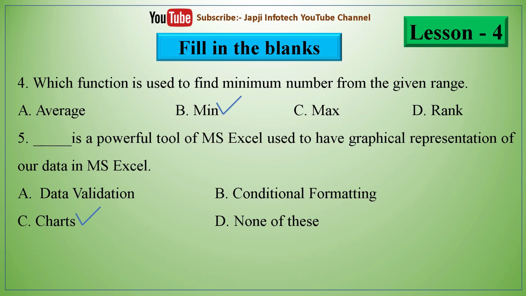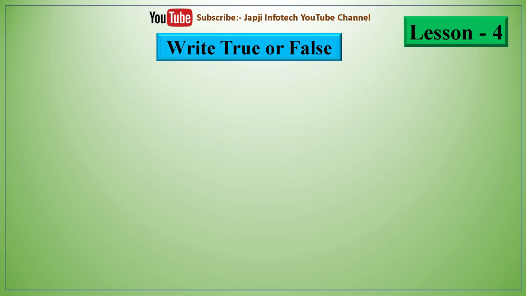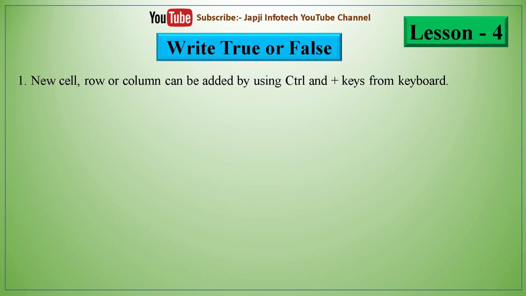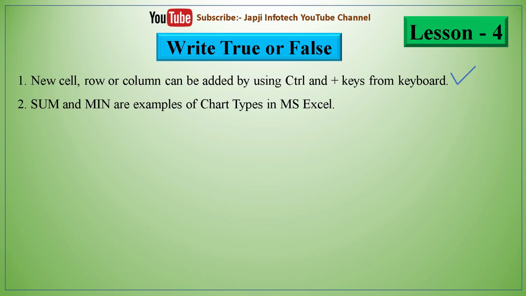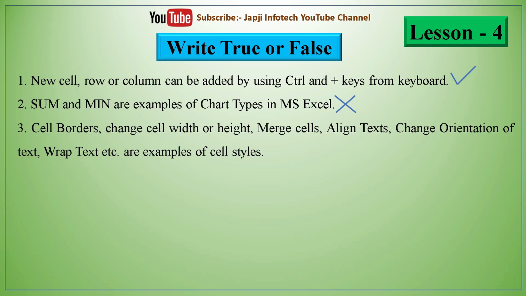So now we will learn about true or false. So the first one is, new cell, row, or column can be added by using Control and plus key from the keyboard. True. Second one is, sum and min are examples of chart type in MS Excel. False. Third one is, cell border, change cell width or height, merge cell, align text, change orientation of text, wrap text, etc. are examples of cell style.